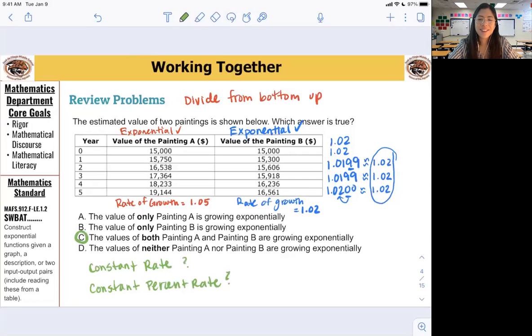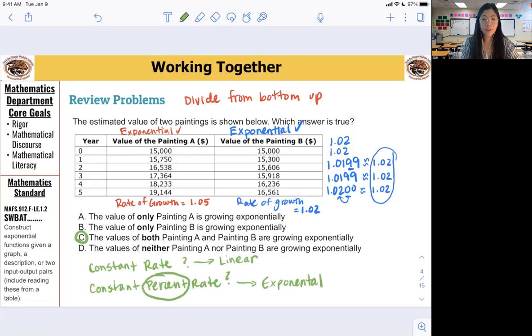Some of y'all in the chat are going crazy. What do we know about exponential functions? Exponential functions grow at a constant percent rate. That's the key word, because constant rate, what type of function is just constant rate? There it is, Alyssa got it, linear. Constant rate is linear, constant percent rate, exponential.